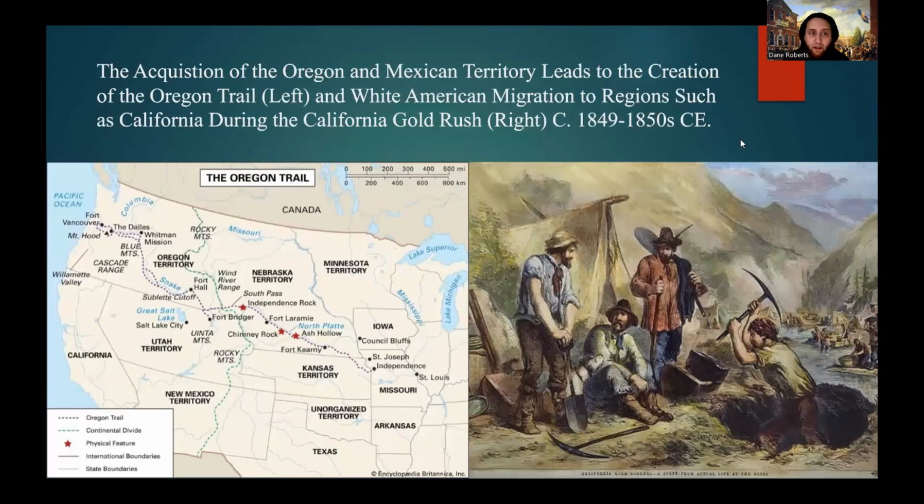For one thing, the acquisition of the Oregon and Mexican territory would lead to the creation of the Oregon Trail, as well as white American migration to regions such as California during the California Gold Rush between 1849 and the 1850s CE.